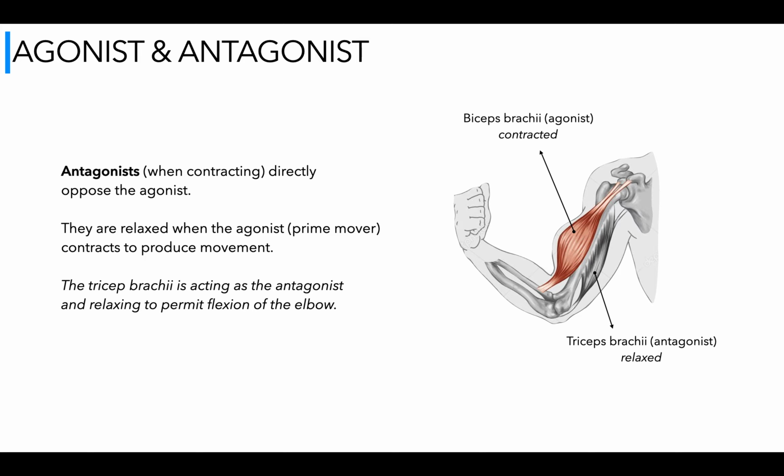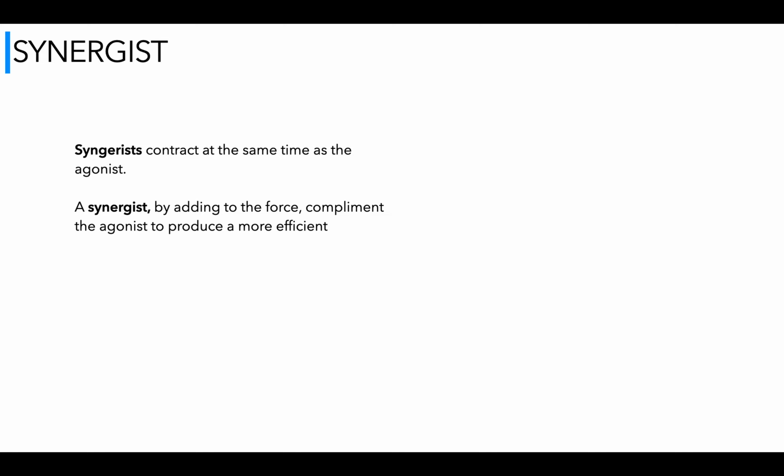So moving on to the next one, the synergist. The synergist contracts at the same time as the agonist. A synergist adds to that force. As I mentioned, the agonist provides the major force to get around the joint movement that we want, and a synergist adds to that force to almost complement the agonist and produce a more efficient movement. That's its role, to assist the agonist.